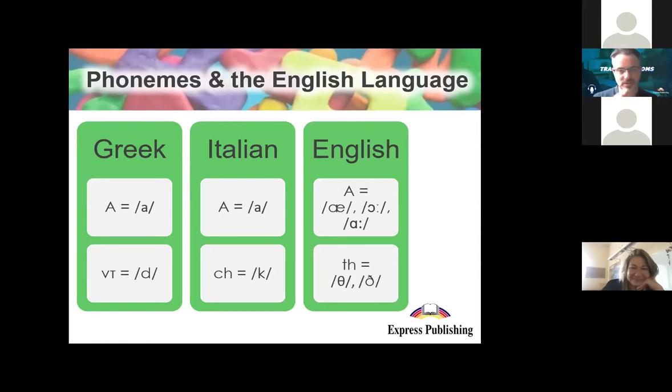And the same with things like consonant clusters, etc. So in Greek, nitaf is a D sound. Occasionally, it takes a slight nasalization, nd. In Italian, the CH is a K. And of course, with a consonant blend like the TH in English, it could either be th or the, depending on where it is within the sentence or within the word.